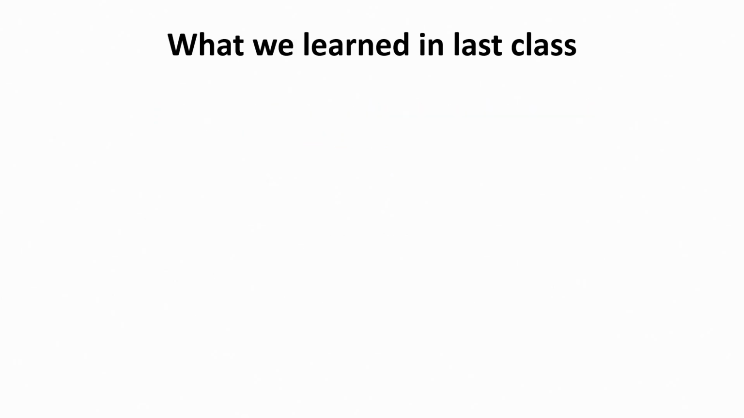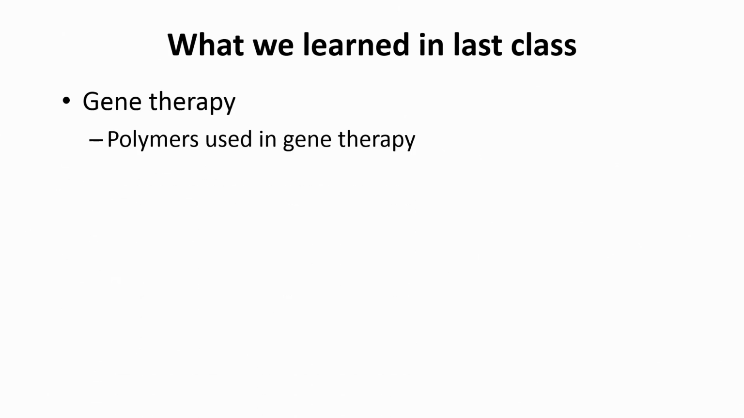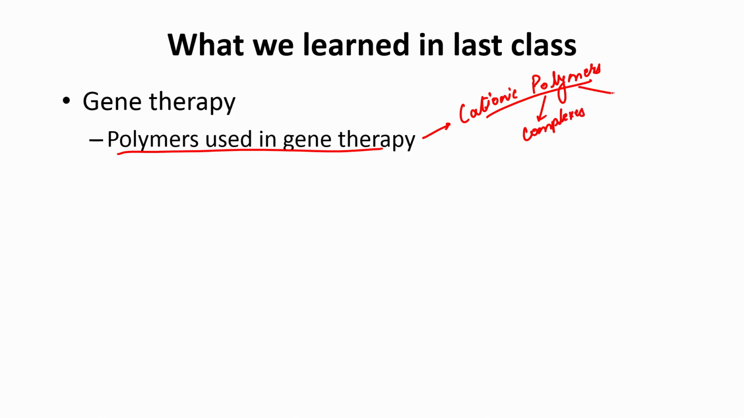We have been talking about gene therapy at this point, and we looked in the last class at the different polymers that are used in gene therapy. Some of them that we discussed in quite a lot of detail are cationic polymers, and the reason cationic polymers are used is twofold. One is they can easily form complexes with your DNA, and the other is that they can cause endosomal escape by the proton sponge effect.